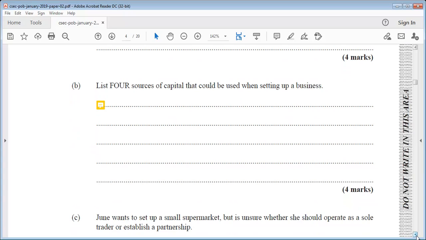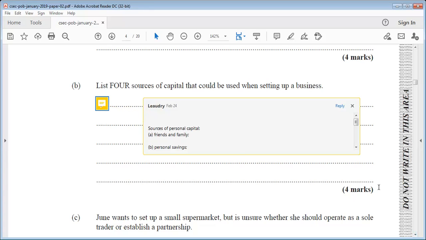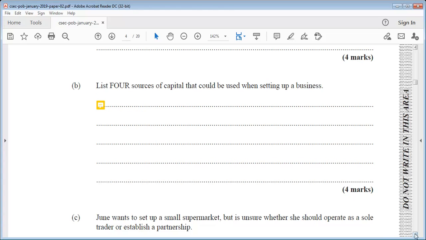It says, list 4 sources of capital that could be used when setting up a business. So what are 4 sources of capital? 1, you can get it from friends and family. 2, from personal savings. 3, government grants. 4, loans from financial institutions. 5, you can use equity. 6, venture capital. And 7, crowdfunding. So those are some sources of capital that you could use in setting up a business.